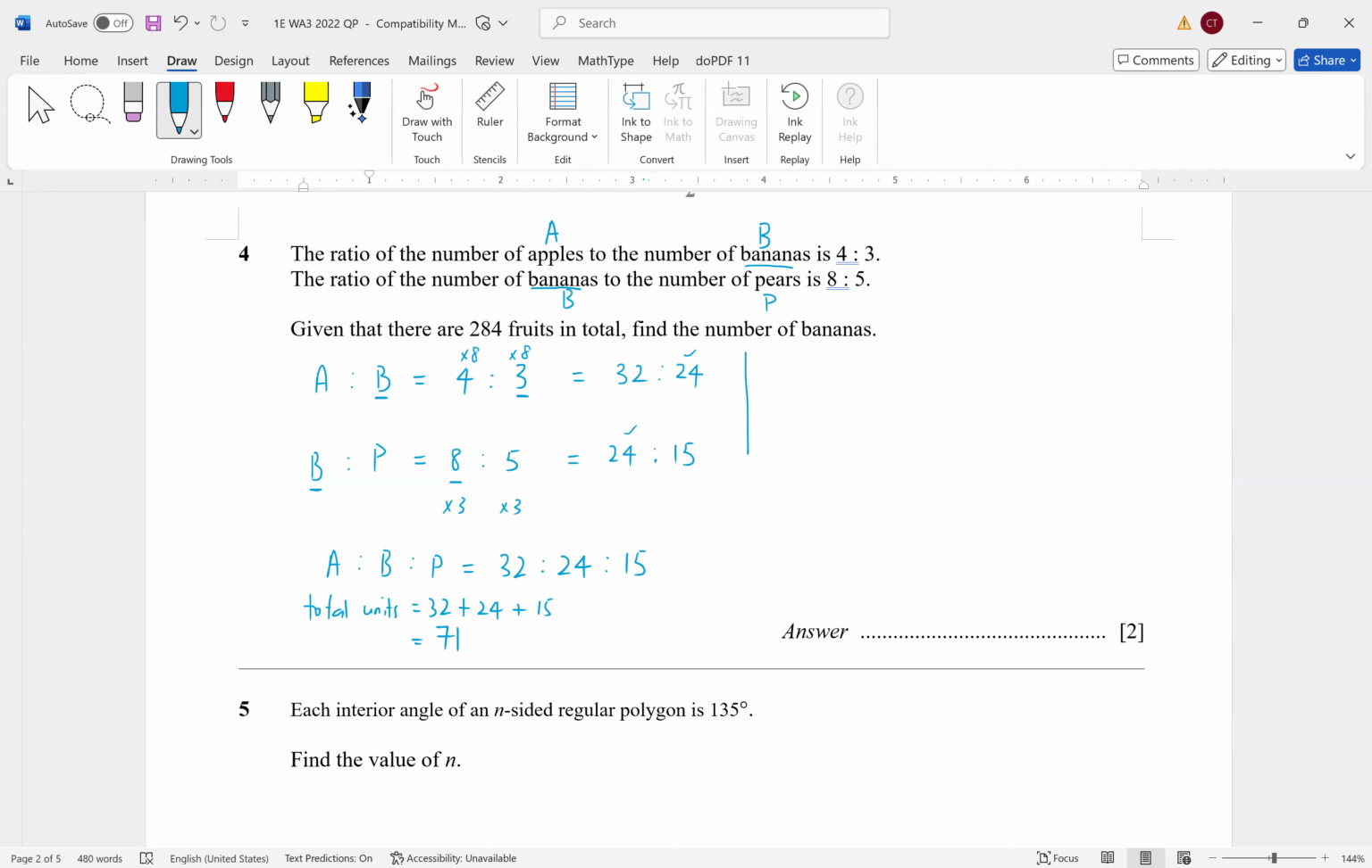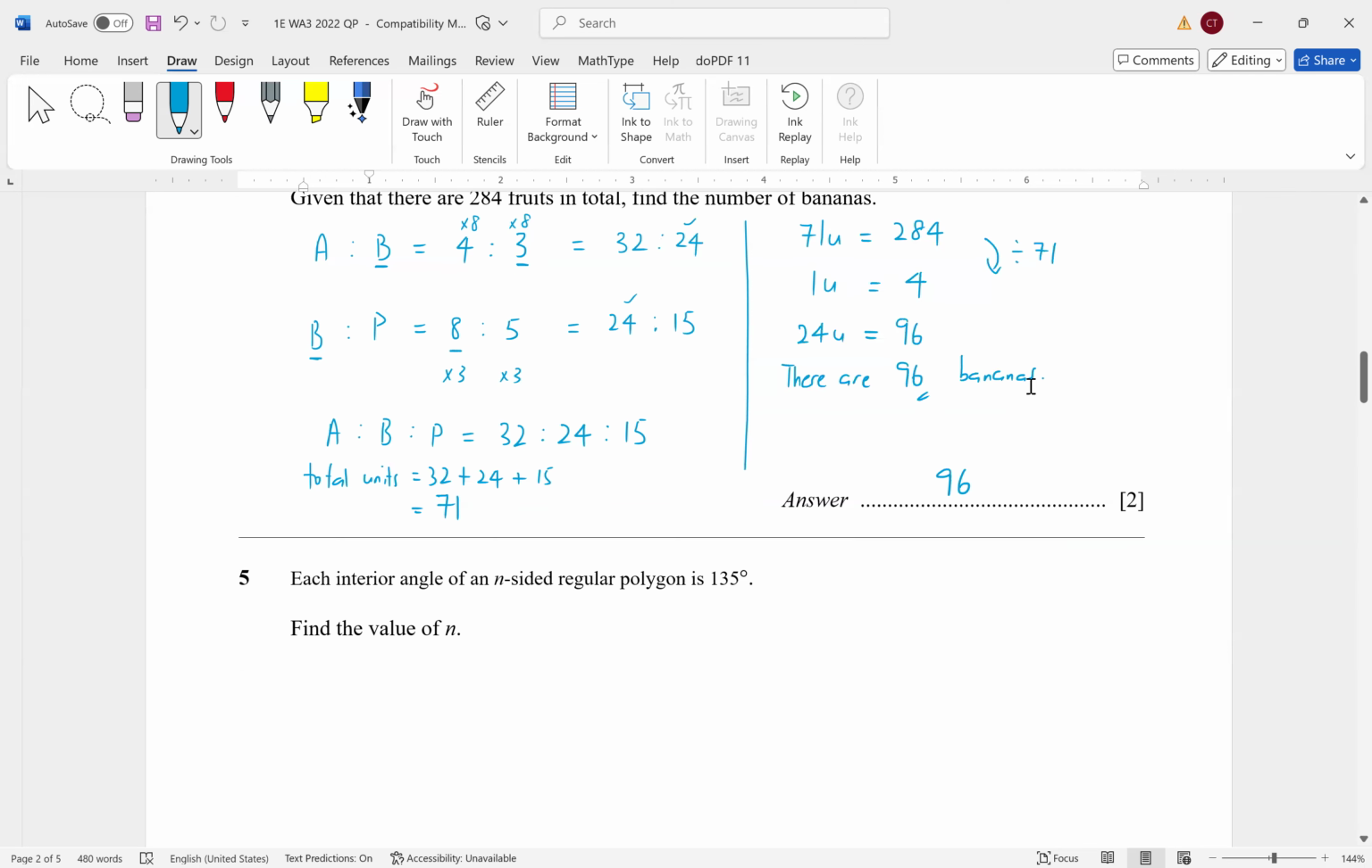So now what we have is that 71 units will represent 284 fruits. So now it's just a simple proportion question. So 1 unit will be 4 fruits, so divide by 71. So 4 fruits. So banana is 24 units, right? So 24 times 4 will give me 96. All right, so there are 96 bananas. So number of bananas would be 96.